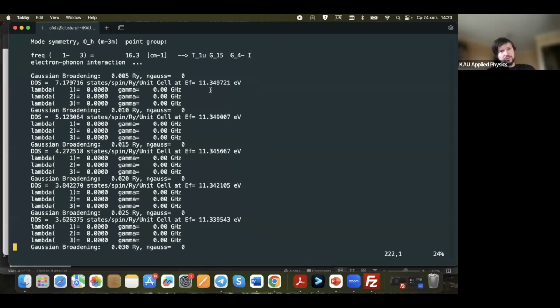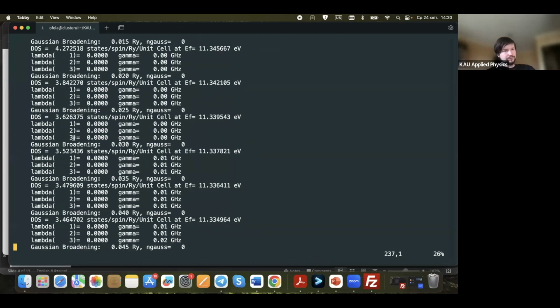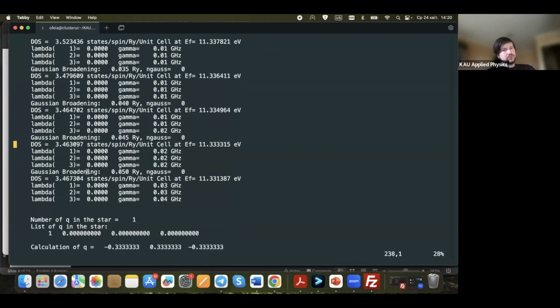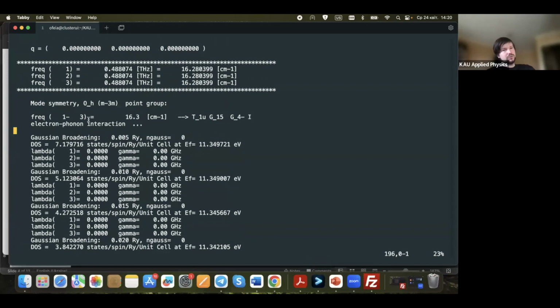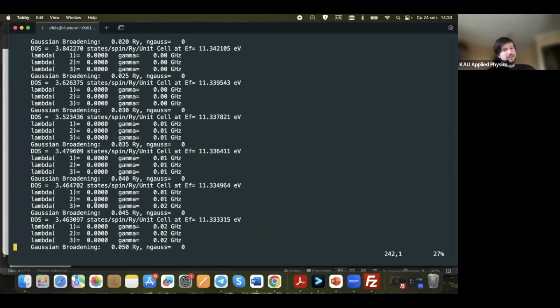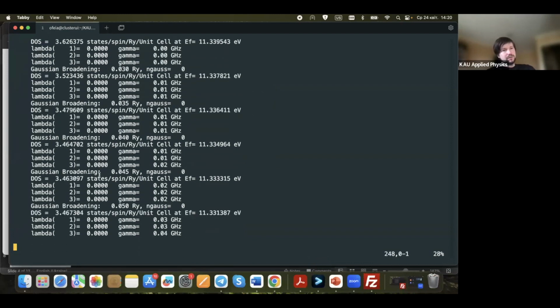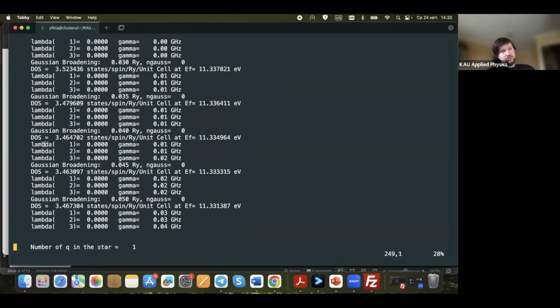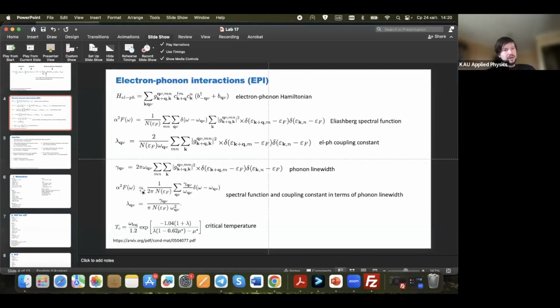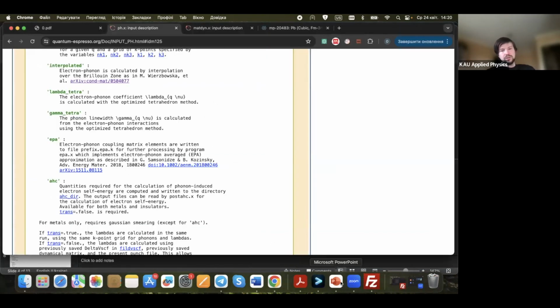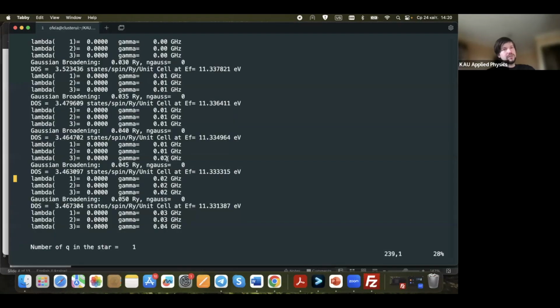Then we calculate, of course, this Fermi level. For this gamma point, it's not so interesting. We also get the lambda coefficient and the gamma coefficient. What do gamma and lambda mean? Lambda is obvious, and gamma is the phonon line width. For the gamma point, the phonon line width is almost 0.